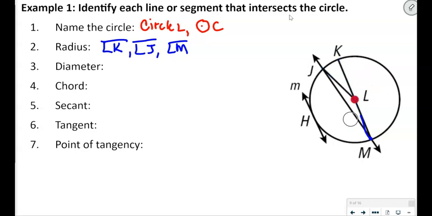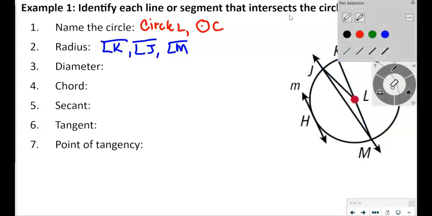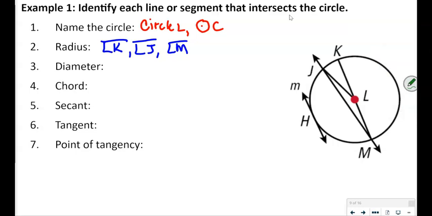Okay, now I'm going to go ahead and erase that. We're going to do a different color, and we're going to talk about, let's see if I can use green. Okay, then we're going to talk about the diameter. Okay, a diameter has its endpoints on the circle, right?